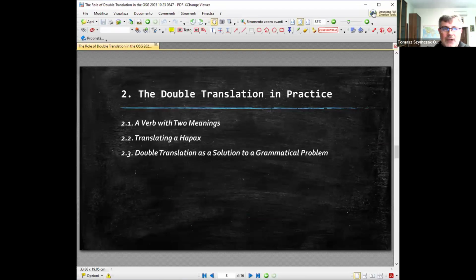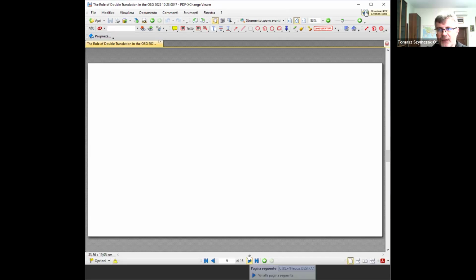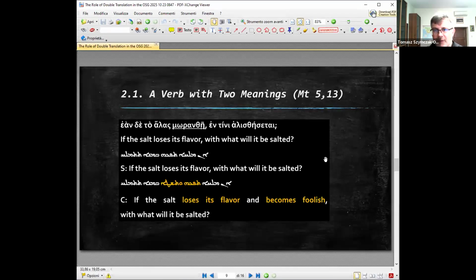So we are going now to show some examples from the Gospels, from the Old Syriac Gospels, and we will go first of all to the one instance when we can render a verb with two different meanings. So there's a very interesting example in the Gospel of Matthew, chapter 5, 13, about salt, which loses its flavor.